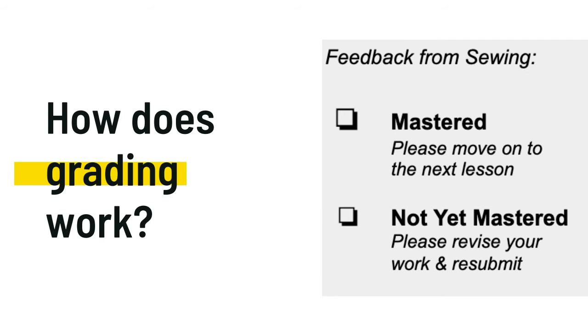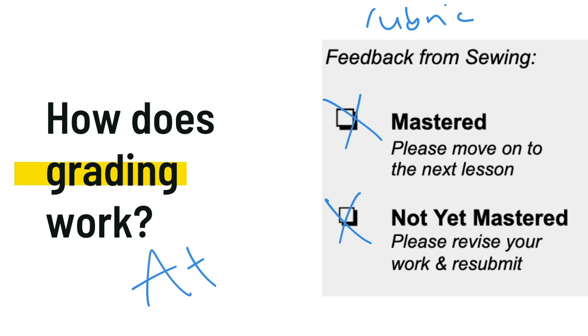I want to finish up this video by talking about grading. How does it work? What does it look like? So number one, you're going to see rubrics kind of like this. It's a pretty simple one on anything that you might turn in for feedback or a grade. And you're going to see two options here. You're either going to see mastered or not yet mastered. Mastered, of course, means that you are good to go. You can move on to that next lesson.